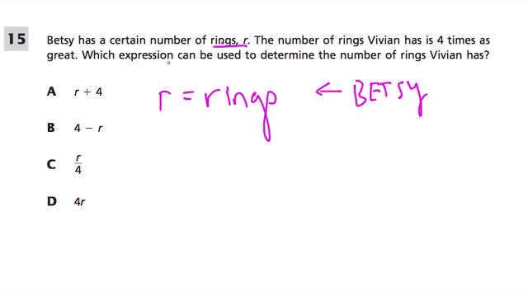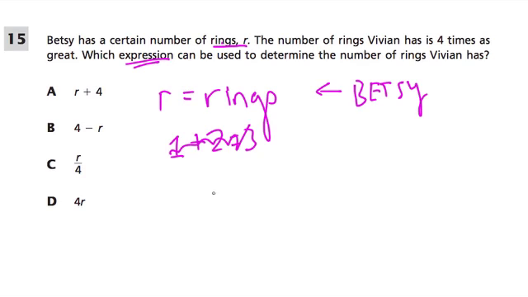They ask us which expression can be used to determine the number of rings that Vivian has. Well, an expression, just to review, is a statement without an equal sign, so it's not an equation. It's the opposite in some ways, because you could write 1 plus 2. Well, that's an expression. But if you write 1 plus 2 equals 3, that's an equation. But that's just a little semantics there, because obviously none of these have an equal sign, so they're not equations. Anyway, whatever Betsy has, Vivian has 4 times that.